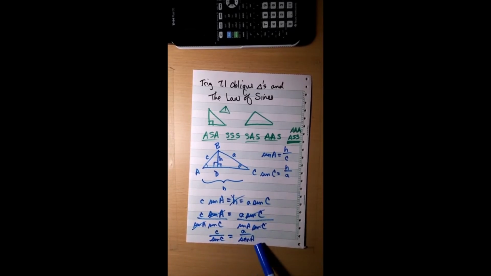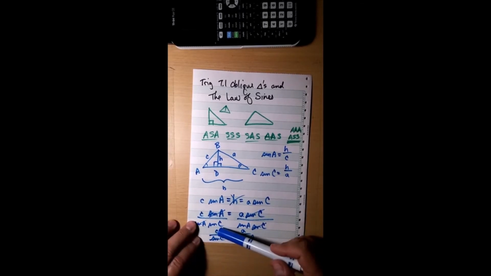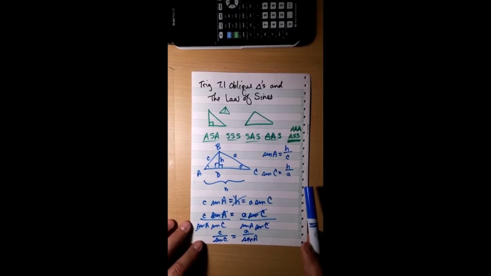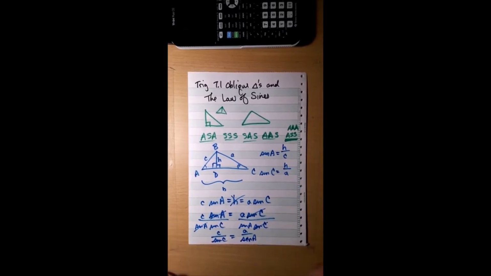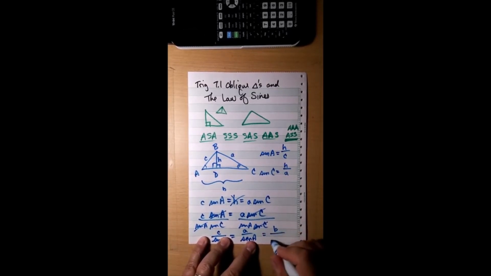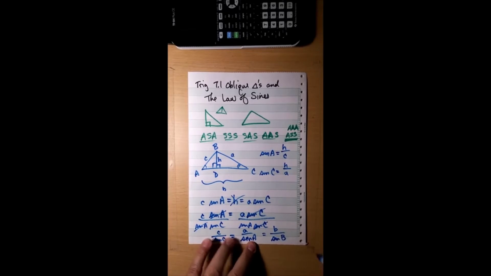And so this is one form. Now, your book might flip these over and say sine C over little c is sine A over little a. That's the same thing. You just have to flip both of them over, and that would be true also. You can do the same thing with this angle B, and you'll get little b over sine of angle B. And once again, you could flip all three of those, but that is the law of sines.